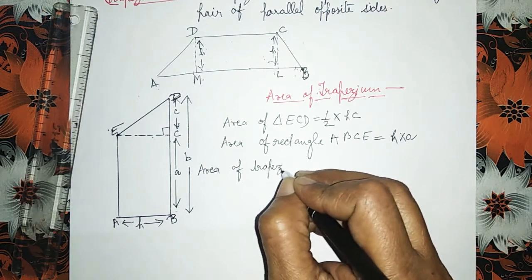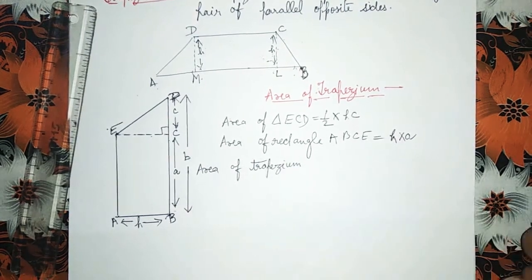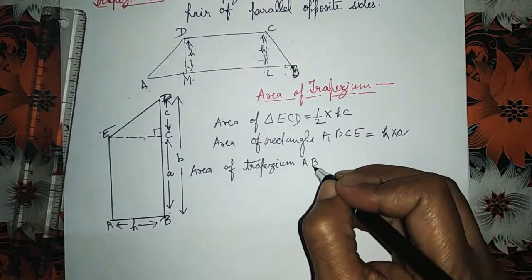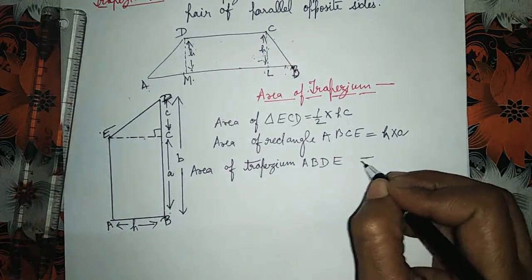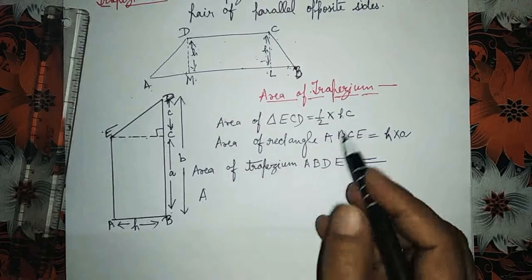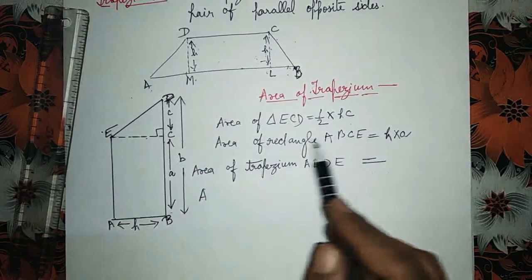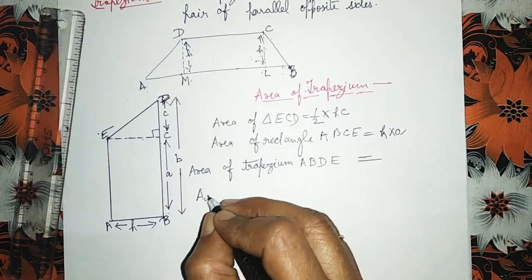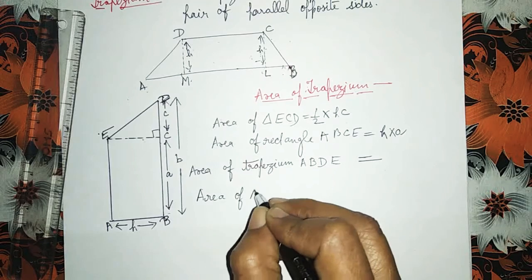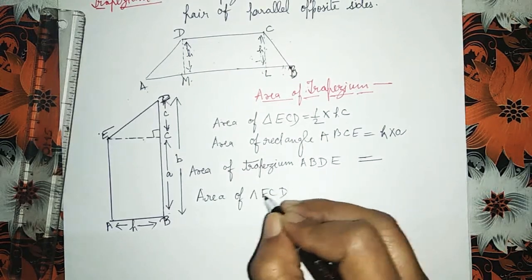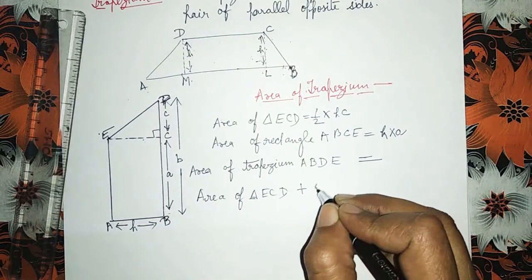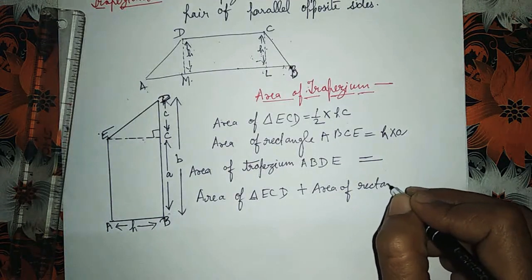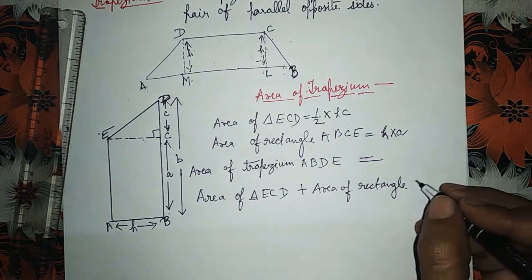Okay. Now for area of trapezium ABDE, what we will do? We will add the area of this triangle and area of this rectangle. Okay. Area of triangle ECD plus area of rectangle ABCE.